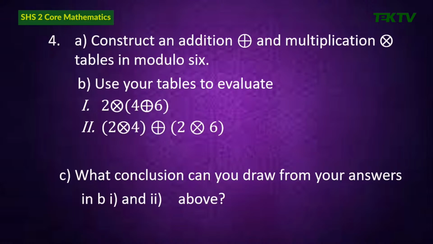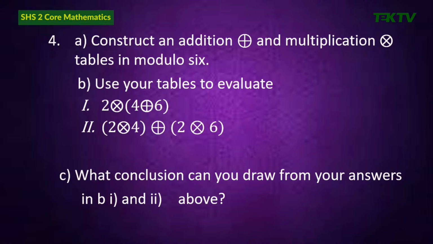I'm interested in the B part. I know the table construction will be easy for you. Use your table to evaluate what we have on the board. That is first 2 times (4 plus 3). 2 times (4 plus 6) rather. (2 times 4) plus (2 times 6).